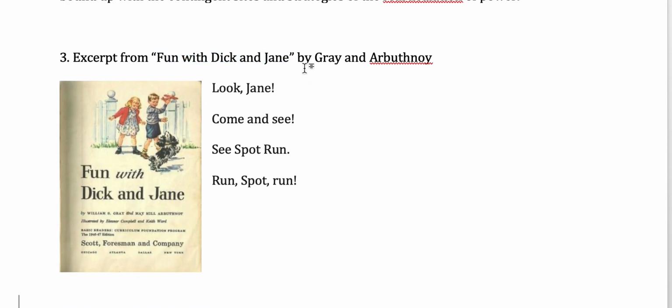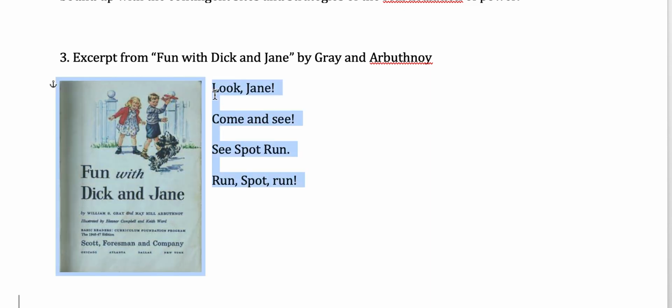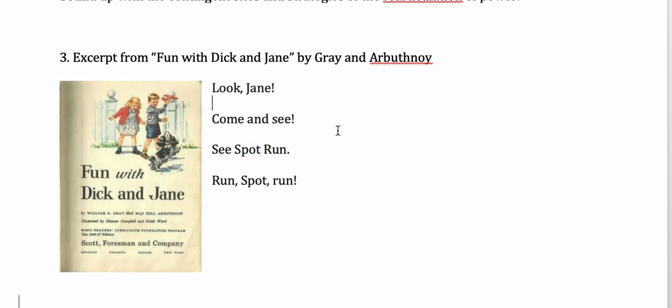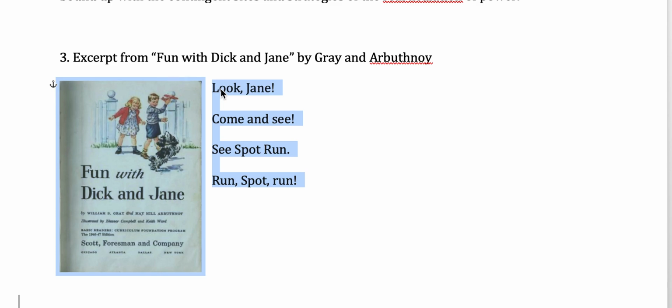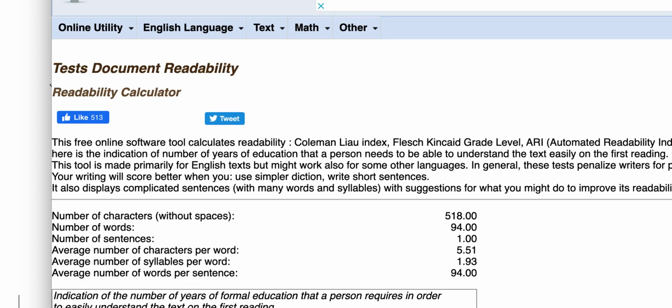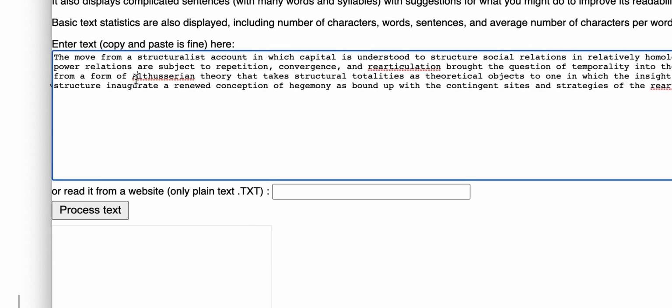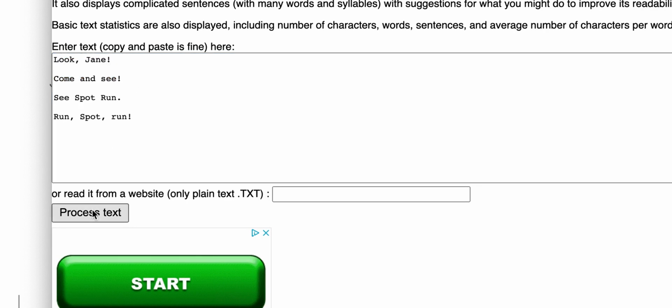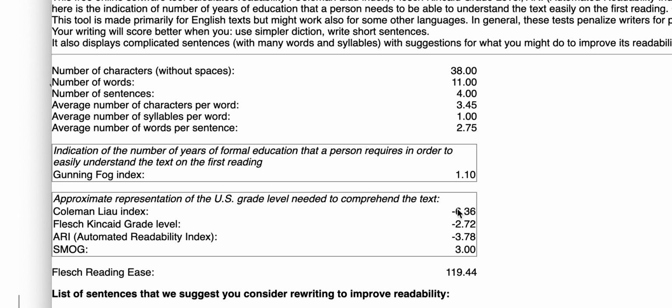Compare this to Fun with Dick and Jane. This is the book that my mom used to teach me to read. Here's the first page of the book. Look, Jane, come and see. See Spot run. Run, Spot. Run. Spot's the dog. Anyways, watch what happens when we do this here. Okay, you get a negative. If you think about it, what would a -3 be? Well, that's about 3 years before first grade, like preschool, when we first start teaching kids to read.